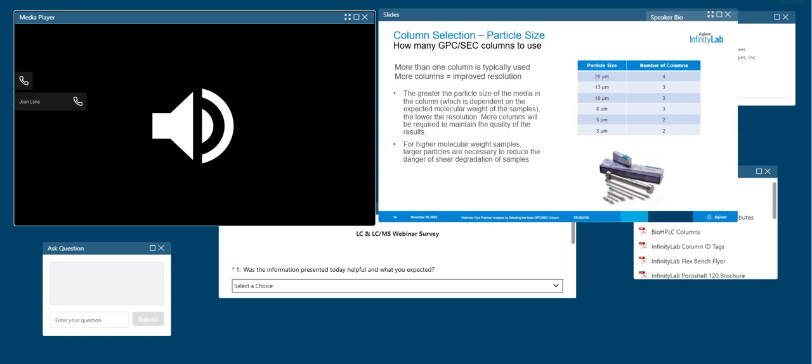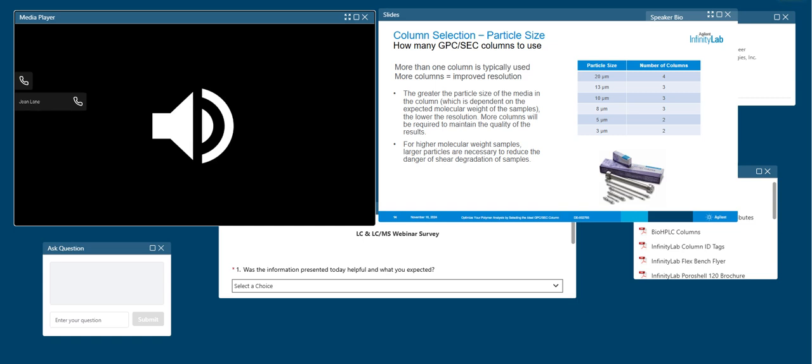Unlike other forms of LC, GPC and SEC typically use more than 1 column in series. As the separation is non-interactive, it relies on the sample's ability to permeate in and out of the pores of the column packing. The more pore volume for the sample, the more resolution that would be expected. So typically, what is the number of recommended columns to use? The number of columns recommended is dependent upon the particle size of the GPC packing. And you can see the table here with some recommended numbers of columns per particle size.